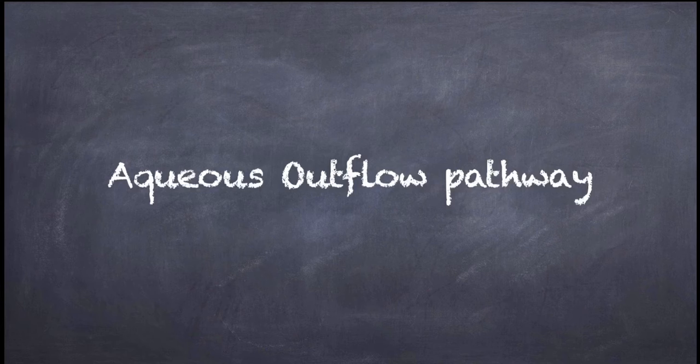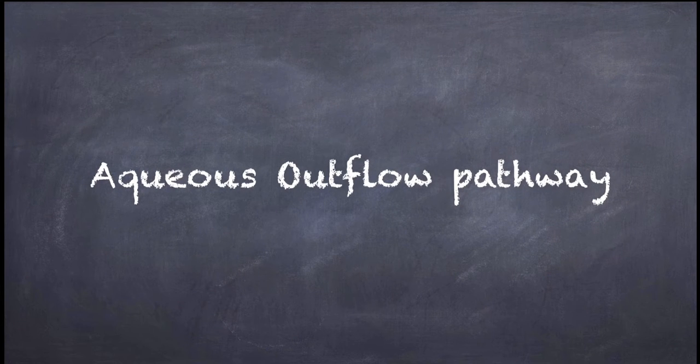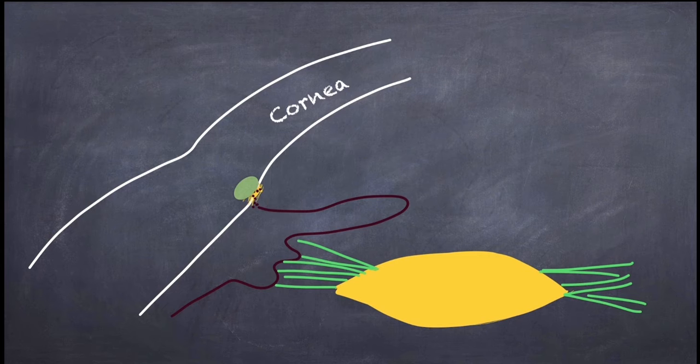Today we are going to discuss aqueous outflow pathways. As you know, aqueous is the fluid in the anterior segment of the eye, which is being continuously formed and continuously drained. Aqueous formation is a process which starts in the ciliary body. Here I am going to give you an overall sketch of the various structures which function in the aqueous production and aqueous outflow.